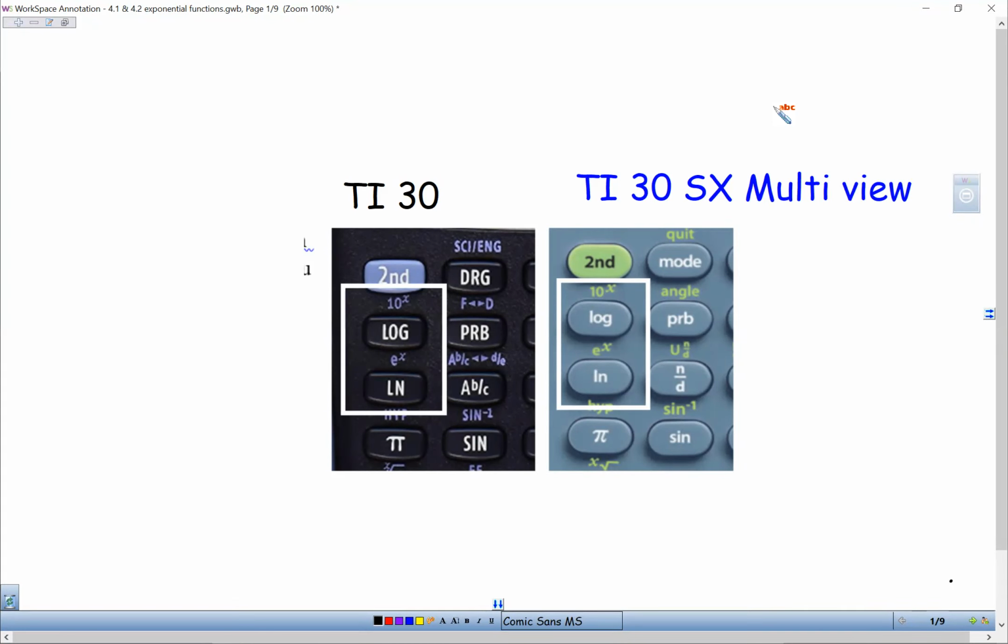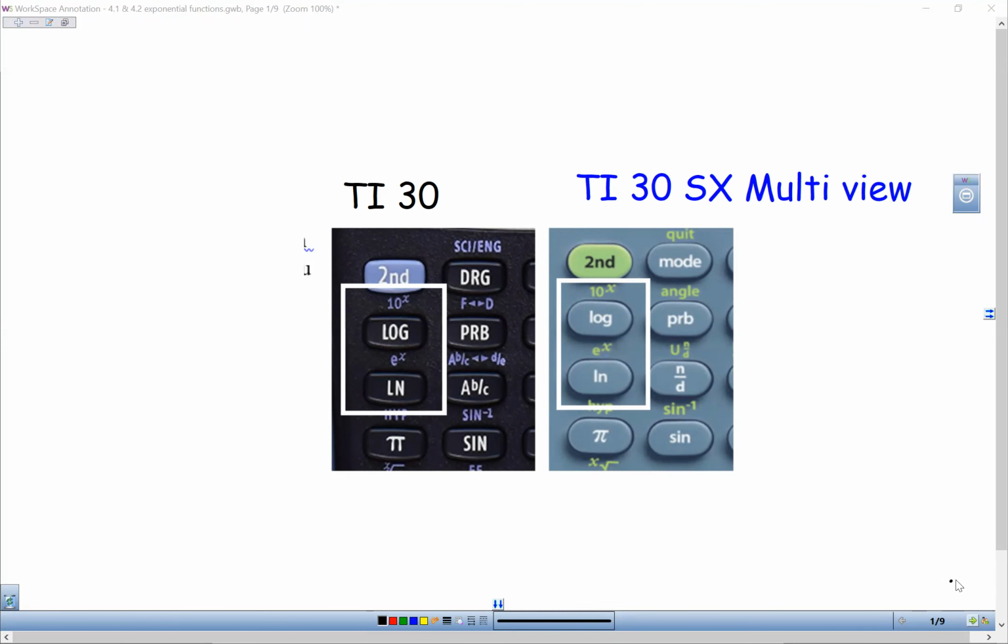So if you've been using a regular four-function or a simpler calculator, then you need to make sure you have this kind of calculator. You need a log button and an ln, which is natural log, and the functions above them as well, e to the x and 10 to the x. So make sure you have a calculator that has these functions.